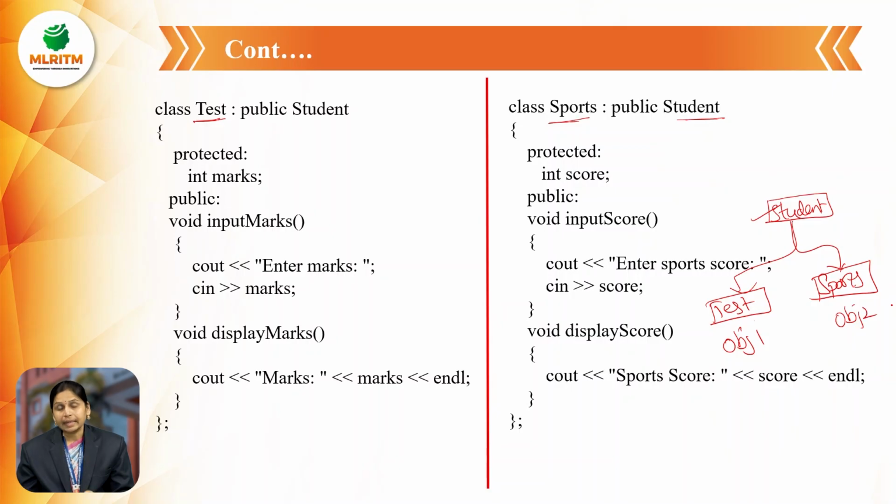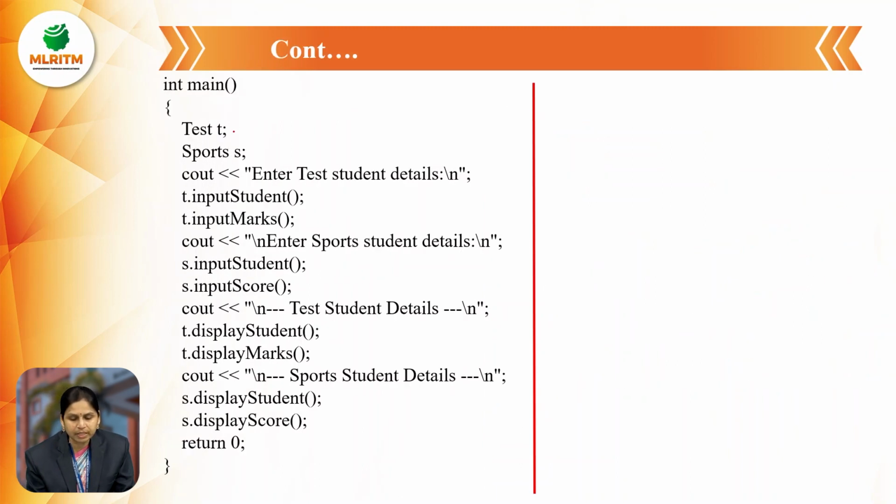So in inheritance concept, we had to create an object only for the child classes. But in hierarchical inheritance, there are two child classes, so we have to create two objects. By using this object, we can access the members from the student class, and by using this object also, we can access the members from the student class. The student properties can be inherited to the test class as well as the sports class. So test object is T, sports object is S.